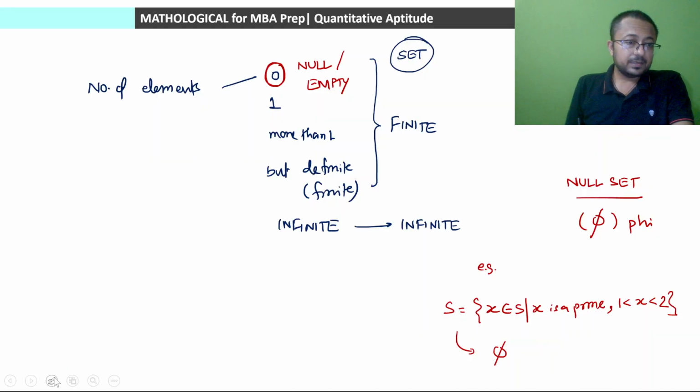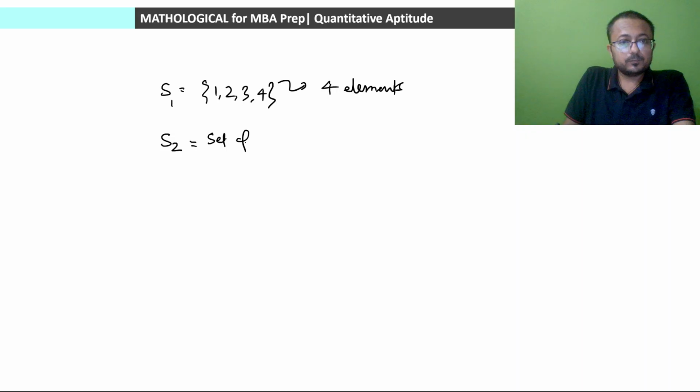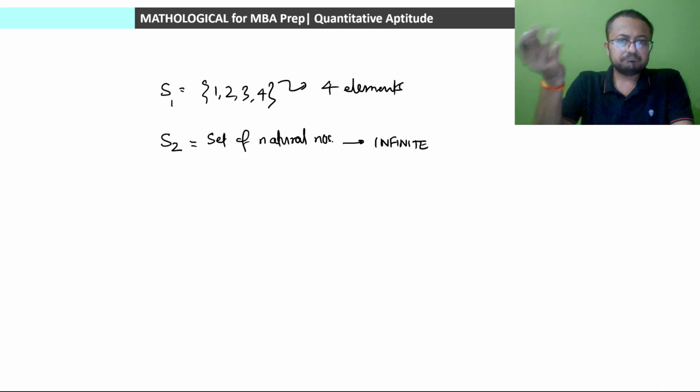Okay, now there can be a finite number of elements in a set. For example, if S is a set that includes 1, 2, 3 and 4, 4 integers, then the number of elements in this set is 4. Or let us say S2 is a set of natural numbers. Then since there are infinitely many natural numbers, this is an infinite set, or a set of real numbers.